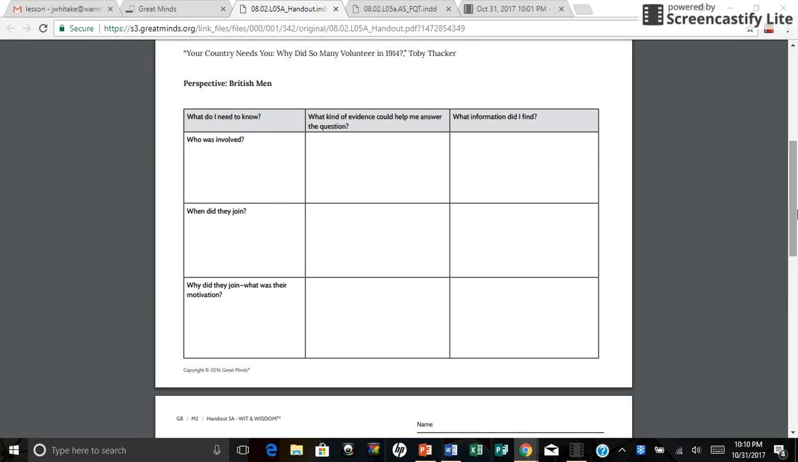And the idea is just to gather your information here. You're going to write the more formal, fully developed stuff on the next task. If you notice, I've got questions on one side, and then the evidence that you're completing. So what do I need to know? Who was involved? When did they join? Why did they join? What was their motivation?